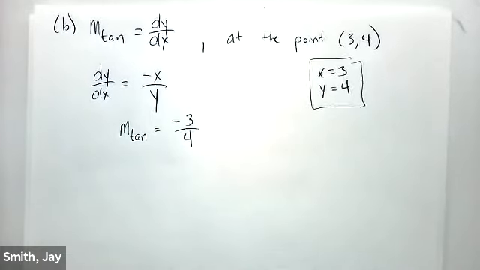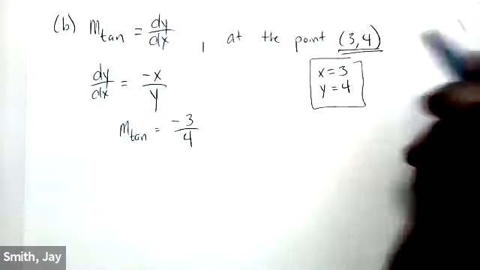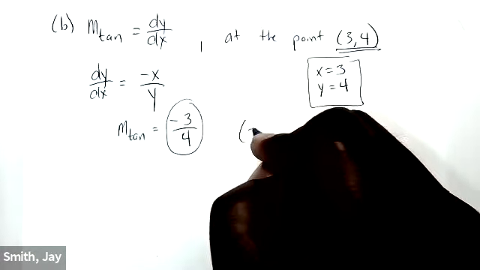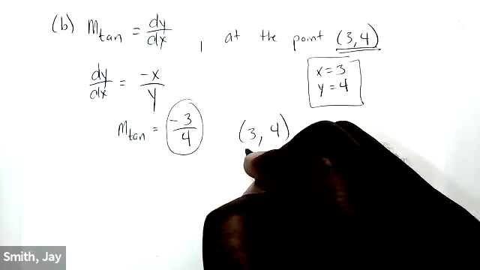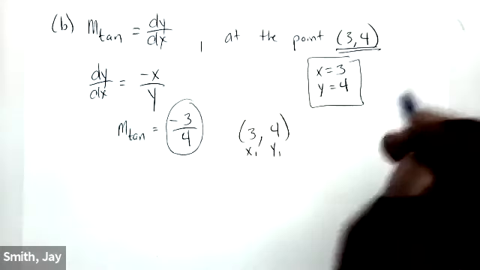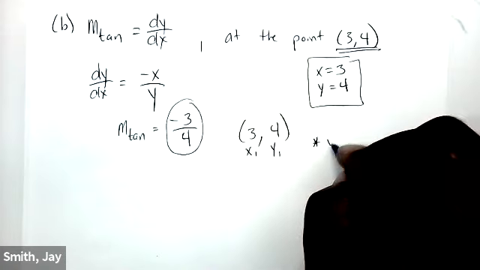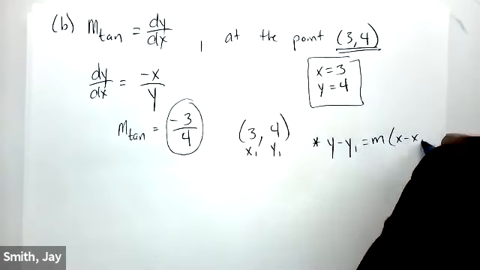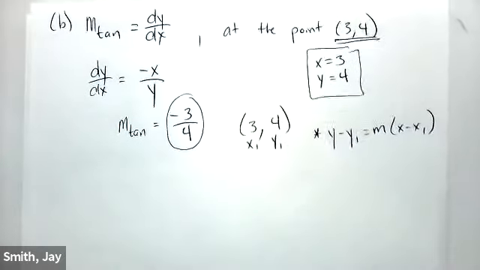Now remember, part B asks for us to find the equation of the tangent line. We have the slope and we have a point that the tangent line goes through. Remember that point 3, 4. Slope we just found to be negative 3/4. So we can label this as x1 and y1, and we can use our point slope formula. y minus y1 is equal to m times x minus x1 to get an equation of that tangent line.